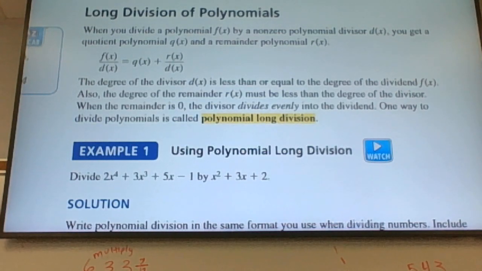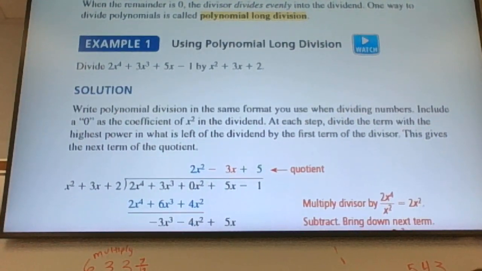The degree of the divisor is less than or equal to the degree of the dividend. That has to be true. The degree of the remainder is less than the degree of the divisor. When the remainder is 0, the divisor divides evenly into the dividend. One way to divide polynomials is called polynomial long division.